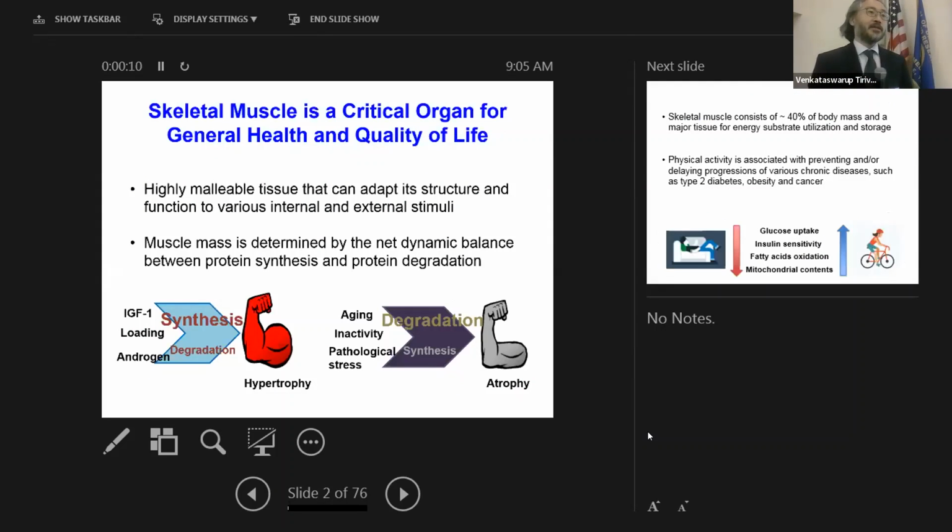Everybody here knows the importance of skeletal muscle. Skeletal muscle is a highly malleable tissue, meaning that it adapts its structure and function depending upon internal or external stimuli. One of the most important muscle adaptations is skeletal muscle mass, which is determined by the dynamic balance between protein synthesis and protein degradation.